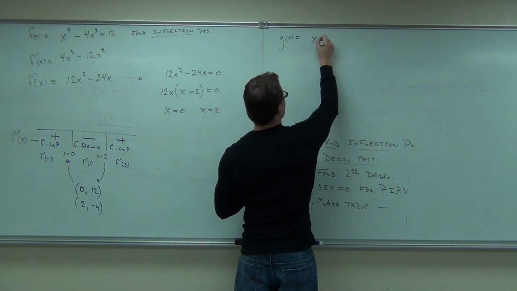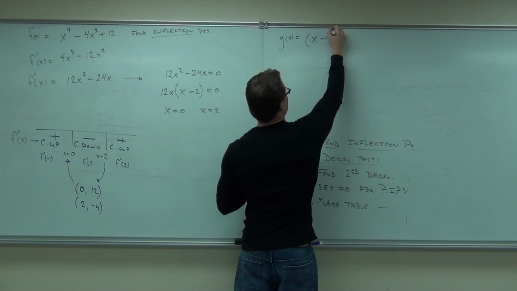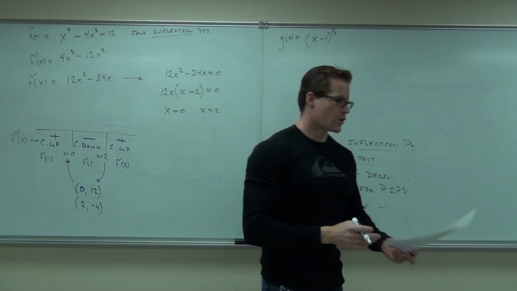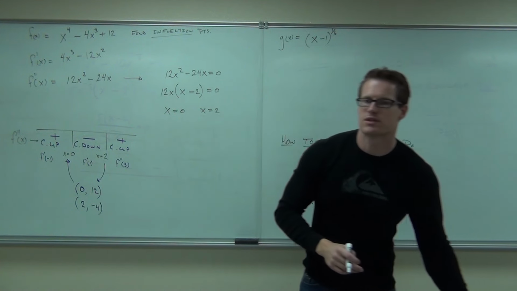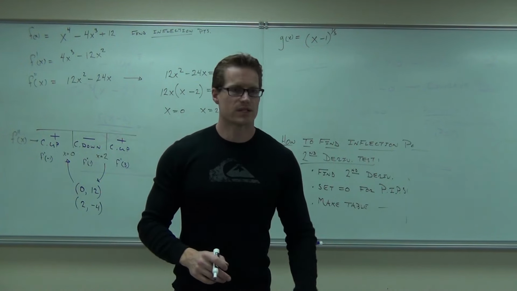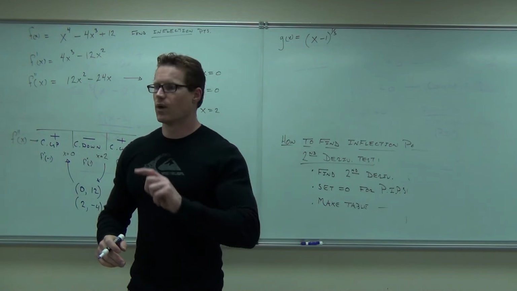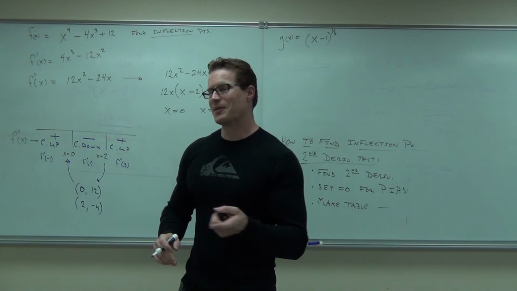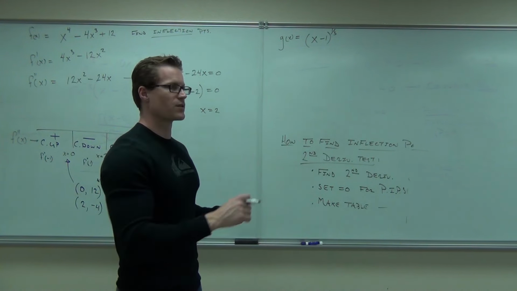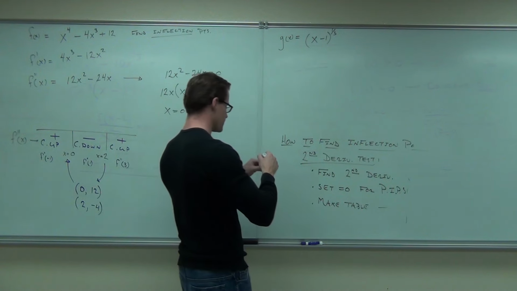g of x equals (x minus 1) to the 1/3. What are you going to have to do to find inflection points for this nasty looking function? What derivative, first or second? Why don't you find the first derivative first? That might be a good starting spot. Find the first derivative right now. Let's make it prettier, and then I'll have you do the second derivative. So go for it.